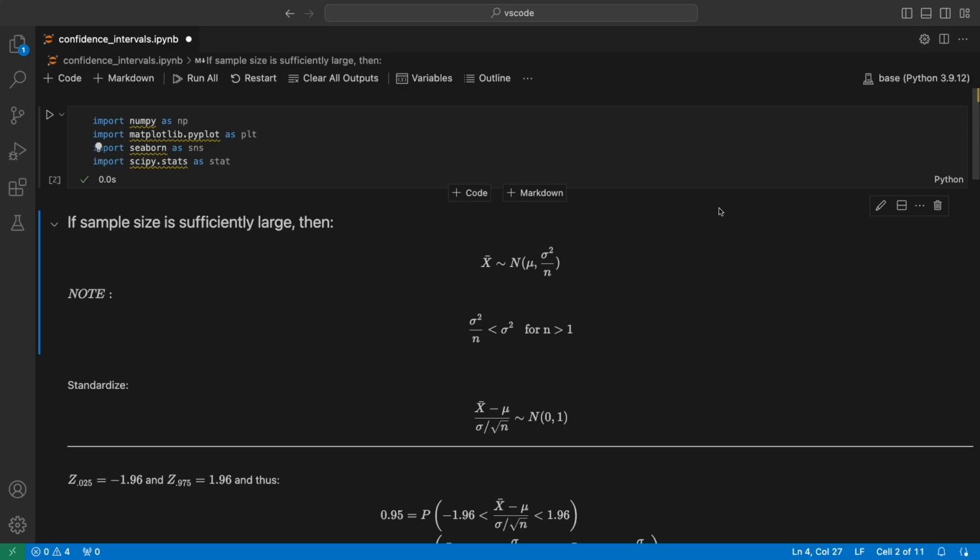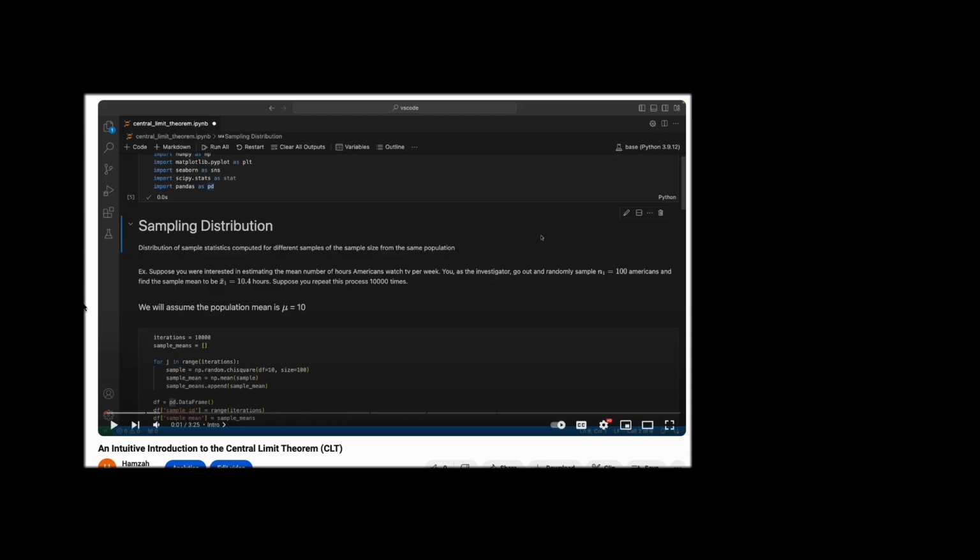Construct and interpret confidence intervals for the population mean. In a previous video, we covered the central limit theorem, which is a result regarding the distribution of the sample mean. I'll link that video in the description. Feel free to watch it as a prerequisite to today's topic.